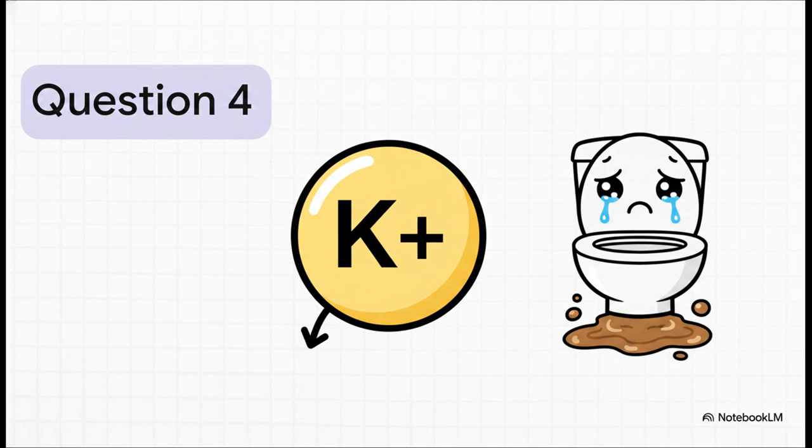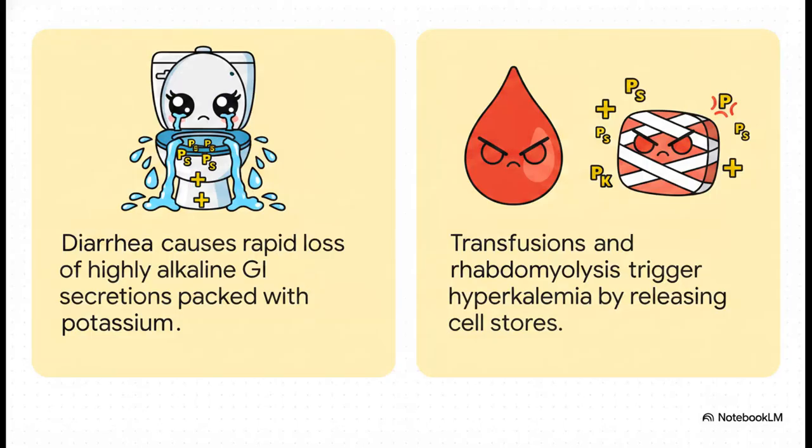Which of the following is the cause of hypokalemia? A, blood transfusion. B, rhabdomyolysis. C, metabolic acidosis. D, diarrhea. Or E, hyperglycemia. The answer here is D, diarrhea. You see, gastrointestinal secretions below the stomach are highly alkaline and just packed with potassium. So naturally, severe diarrhea causes a rapid loss of water, sodium, potassium, and bicarbonate.